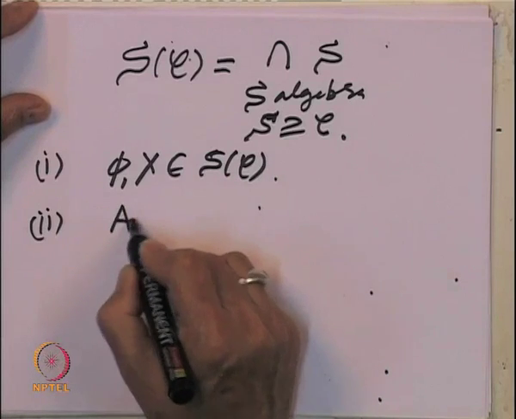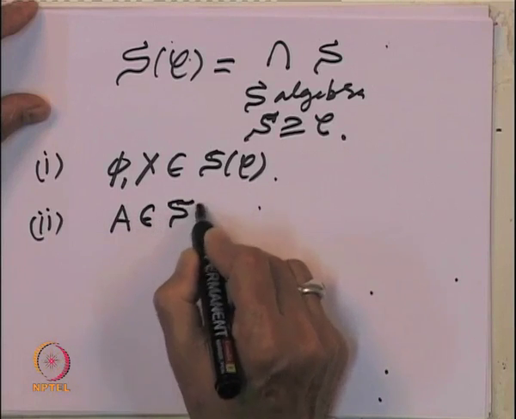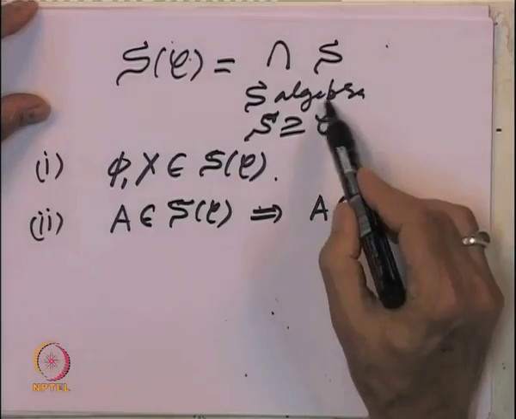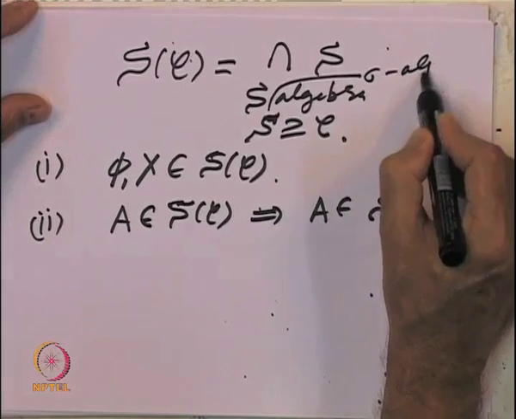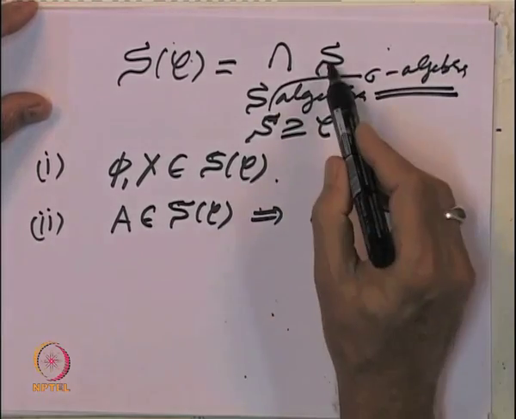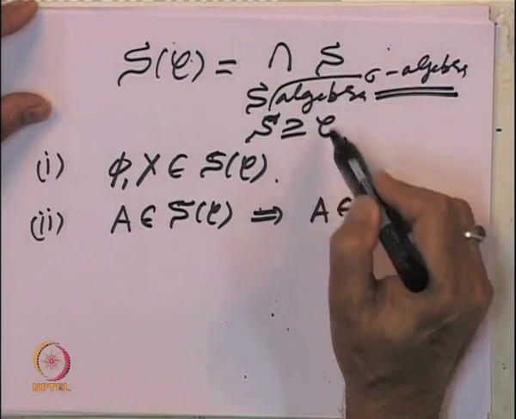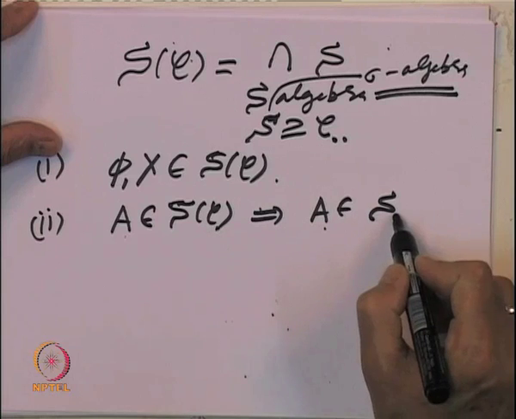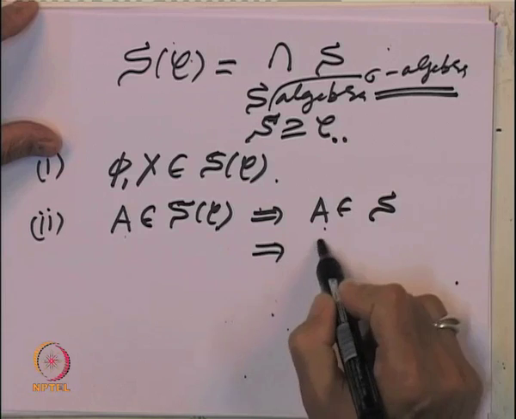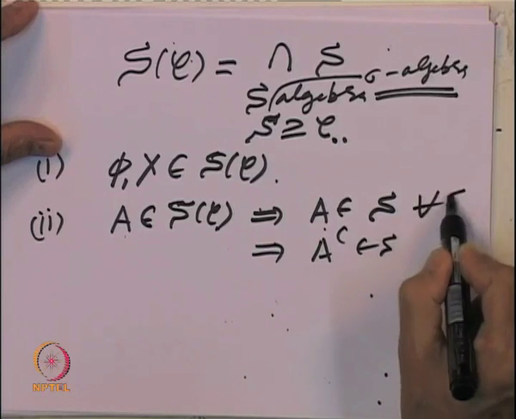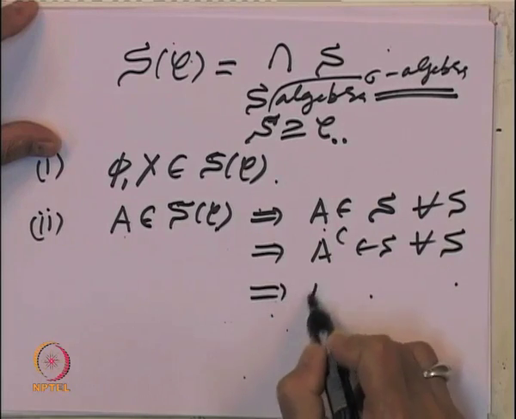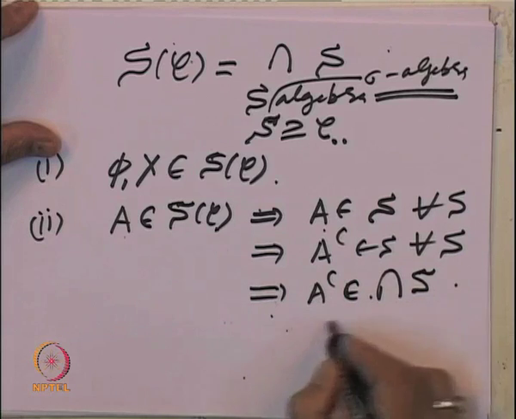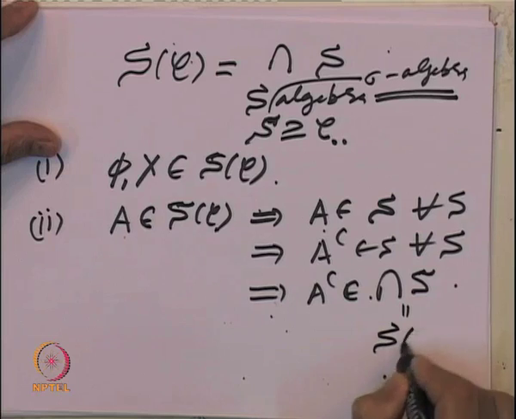The second thing: let us take a set A which belongs to S of C. So, we are looking at the case of sigma algebras, and S of C is the intersection of all sigma algebras which include C. If A is inside the class S of C, then A belongs to S for every S, and S is a sigma algebra, so that implies that A complement belongs to S for every S. That implies that A complement belongs to the intersection of all this collection, which is nothing but S of C.